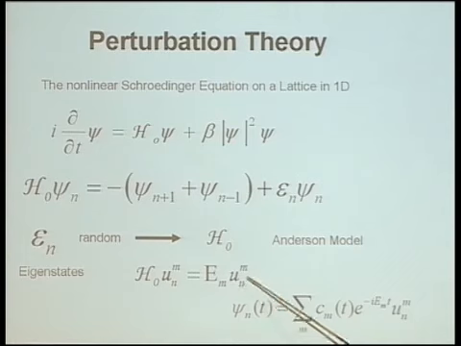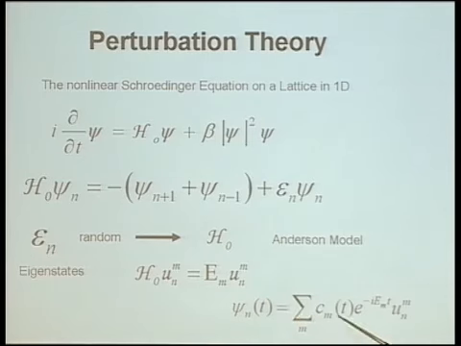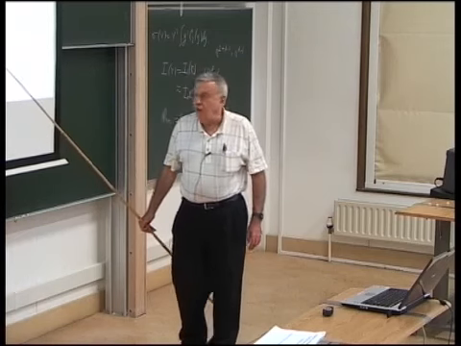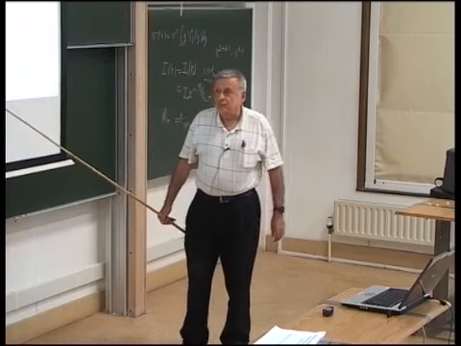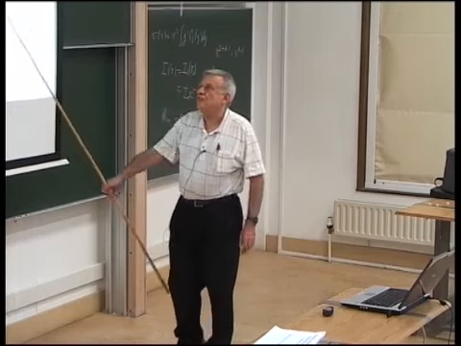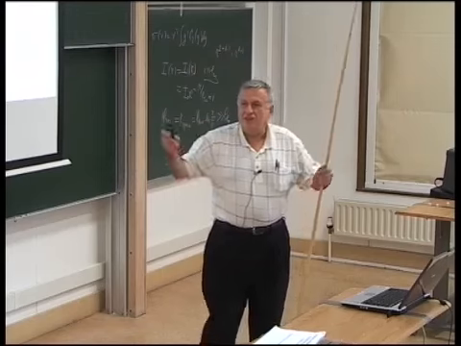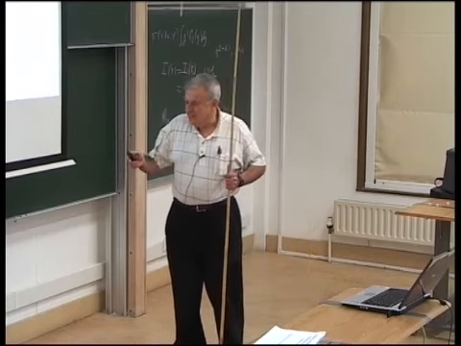The eigenfunctions of the linear part, we call them un. We expand the wave function in terms of these functions, where m is the index of the state and n is the lattice site. And these are the expansion coefficients, and were the equation linear, these expansion coefficients would be constants, and now they are not constants, and we will calculate them in perturbation theory in beta. And we'll see how far we can go and how much of the details I will be able to present.